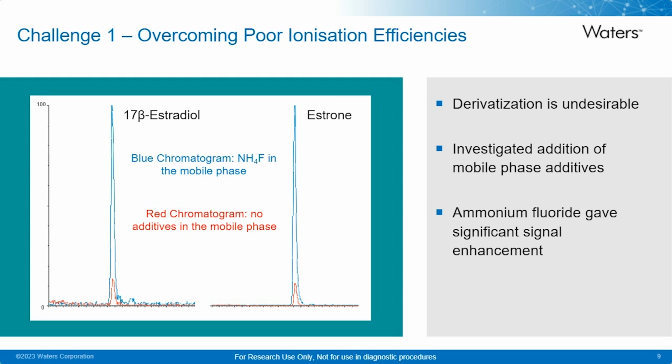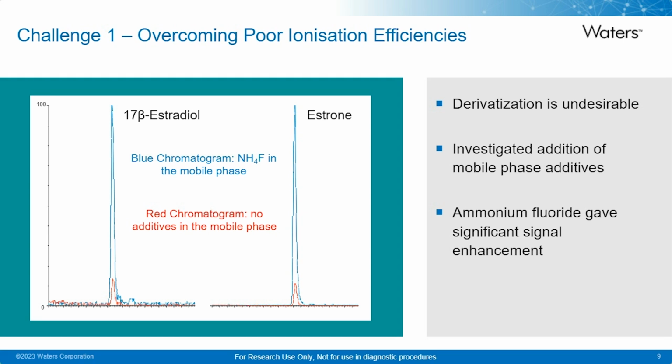So the first challenge is to overcome the poor ionization efficiencies to improve the overall analytical sensitivity. One way to improve poor ionization is to derivatize the sample. However, this is seen to be time-consuming, a challenging process to undertake, and it can also be costly, so really it's not that desirable to perform.